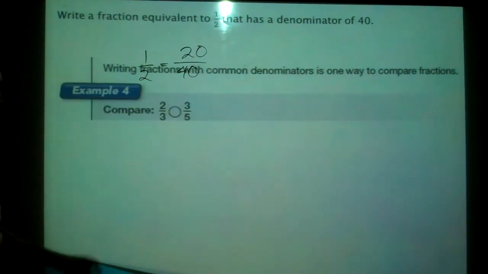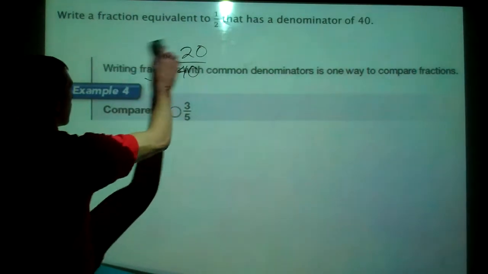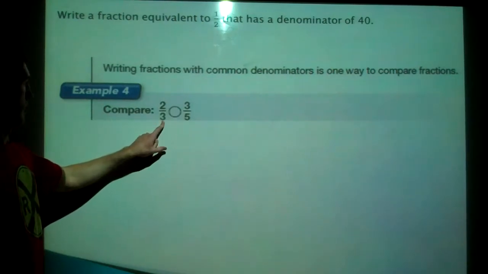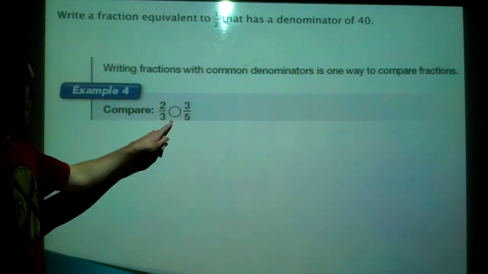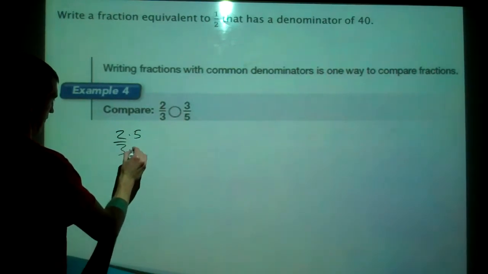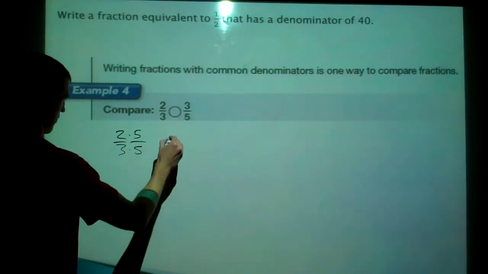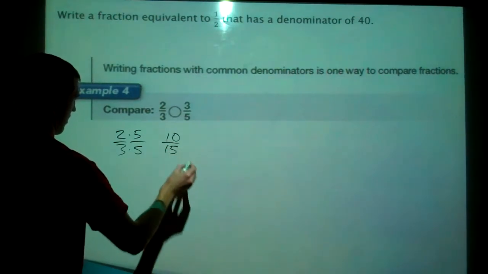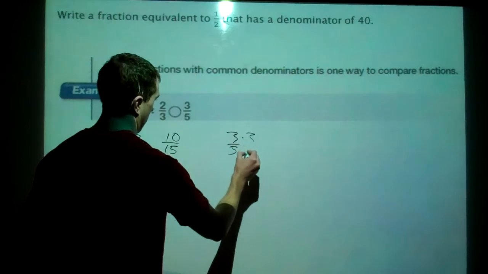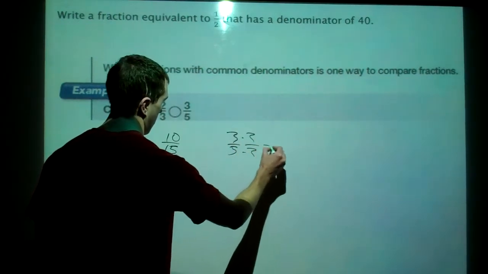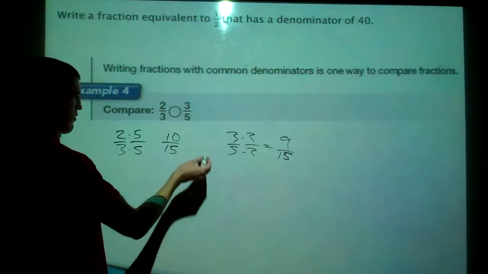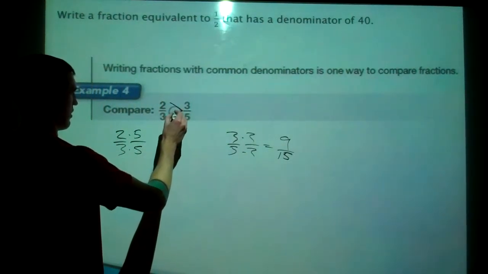And if we wanted to compare these two real quick, we would want to find a common denominator. Common denominator would be 15. So 2 over 3 times 5 over 5 will give us 10 over 15, and 3 over 5 times 3 over 3 will give us 9 over 15. So which one's bigger? 10 over 15 is bigger than 9 over 15, so 2/3.